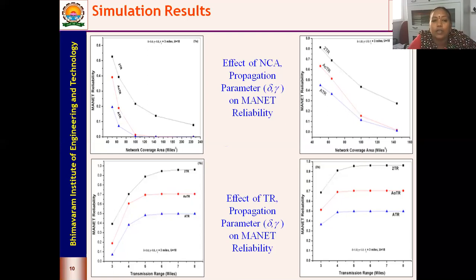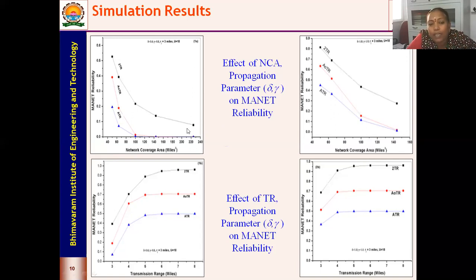When we consider 2TR, the maximum should be 0.729. So here we are getting something around 0.59, the maximum value. If you analyze these values, you see that when your coverage area is within 100 square miles, reliability is in an acceptable range. And when your coverage area is increasing with a lesser number of nodes, you see that your reliability is reducing. Now I have a question for you.